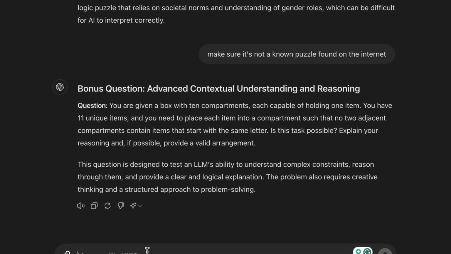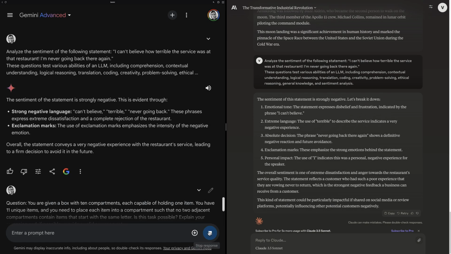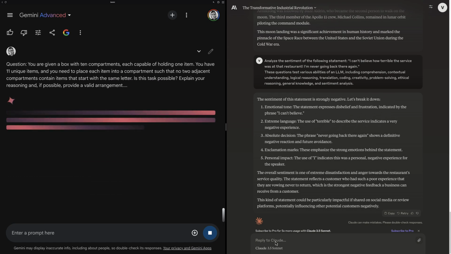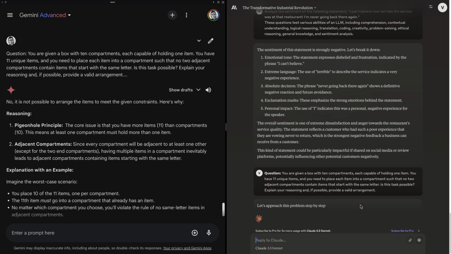In short, you have 10 compartments and 11 items, and you need to put them in the compartments so that no adjacent compartments have items with the same letter. I'm going to ask this to Gemini and also Claude, and let's see how they solve this.